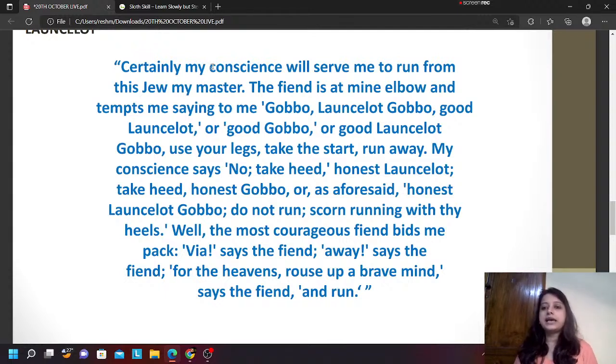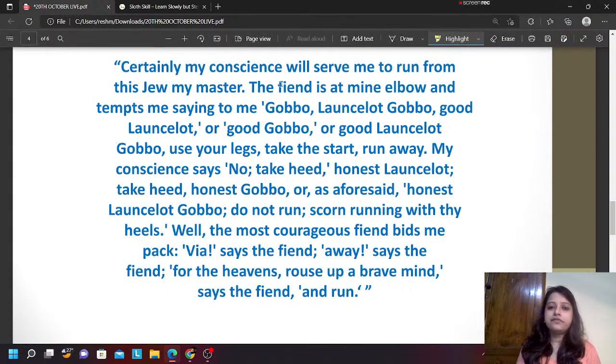"The fiend is at mine elbow and tempts me." At my elbow means it's just pushing me. It's "run, run, go, go, good Lancelot, go." Use your legs, take the start, run away. So he's just pushing me to run away. Who is pushing me? The fiend, okay, the devil.